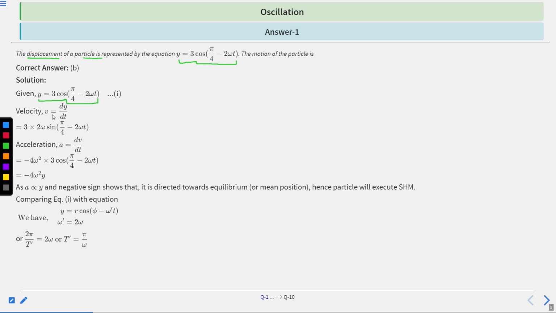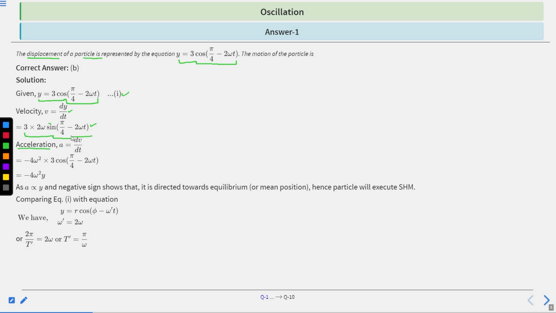We know velocity is v equal to dy upon dt. This is the form of velocity: v equal to 3 multiplied by 2 omega sin(pi by 4 minus 2 omega t). When we take the derivative of equation first, the equation becomes this. And acceleration is a equal to dv upon dt, the rate of change of velocity. This is the velocity and this is the acceleration.